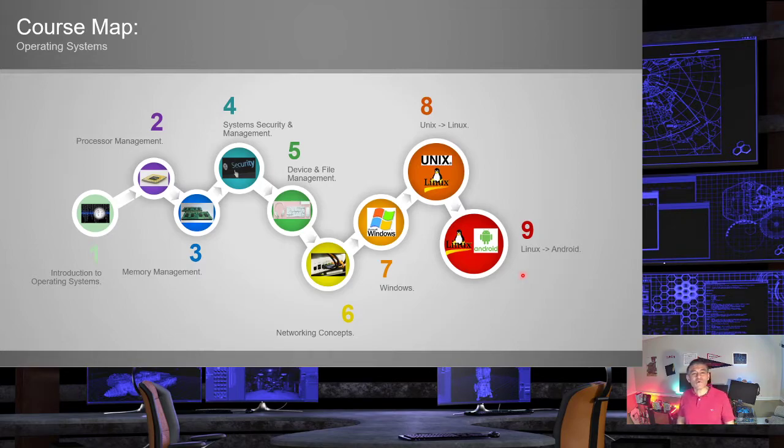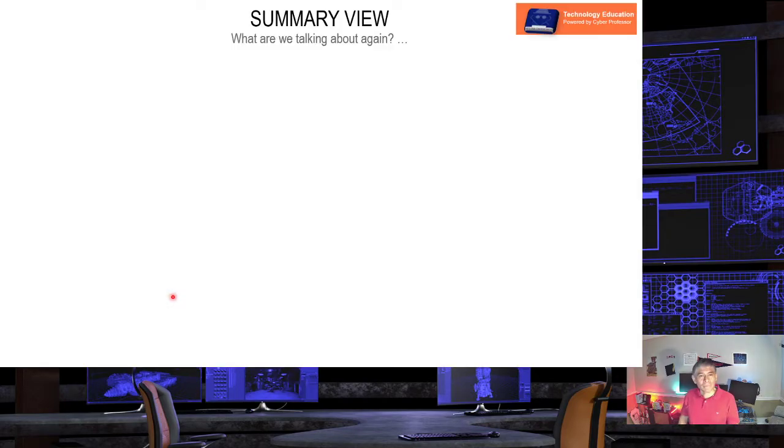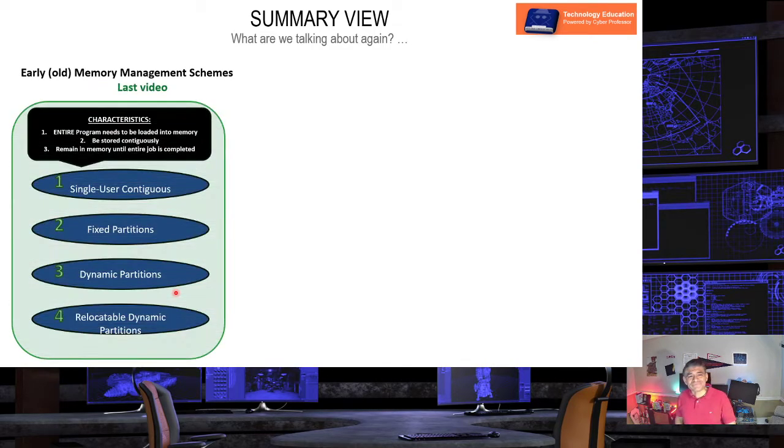As part of our review of the operating systems course, we divided the course into different sections. We already covered number 1, Introduction to Operating Systems. Then we moved to processor management, number 2 in our course map. And now we are in the final session of number 3, memory management. As a summary view, what are we talking about again?